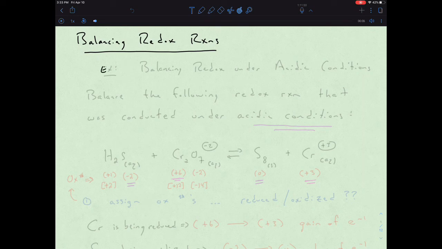So we're going to be looking at an example of balancing redox under acidic conditions. So that's specifically what we're going to be looking at in this video, and definitely want to up the ante with the level of question.